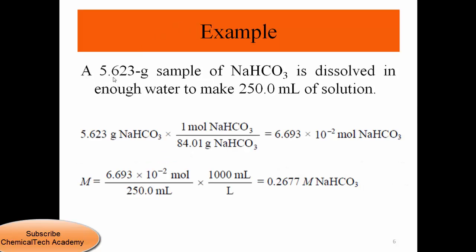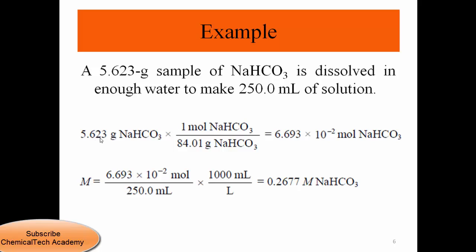Next example: a 5.623 gram sample of NaHCO3 is dissolved in enough water to make 250 milliliters of solution. We need to find the molarity. Here we have the amount of solute in grams, so we need to divide by the molar mass to find the number of moles of solute. The volume of solution is given in milliliters, so we need to convert it to liters, which means we need to divide by 1000.